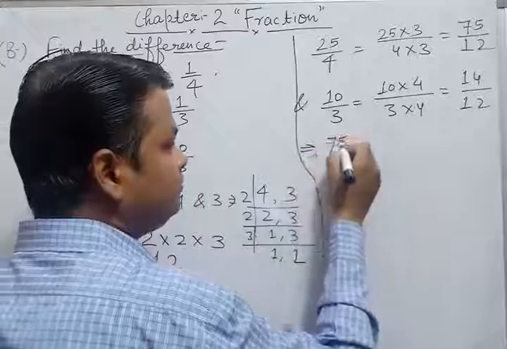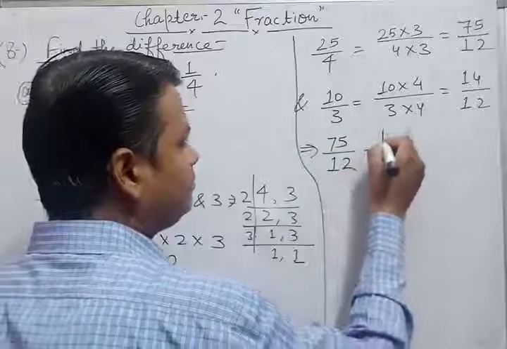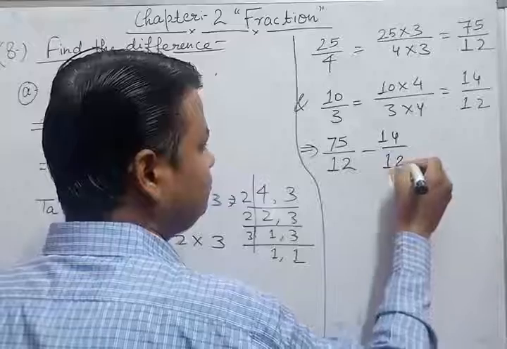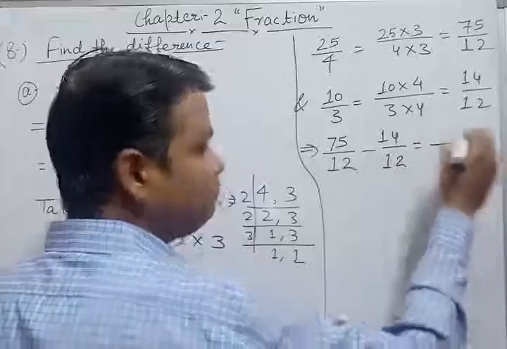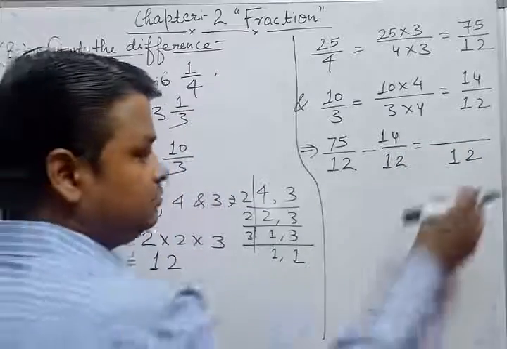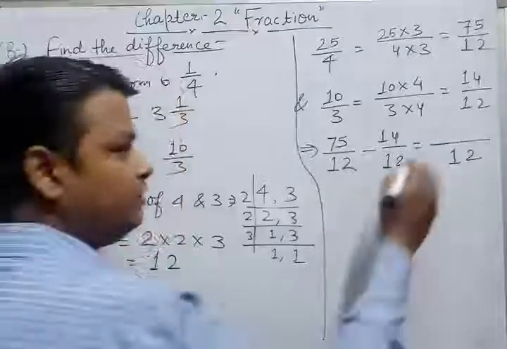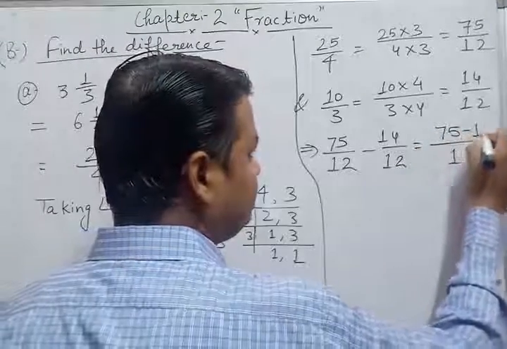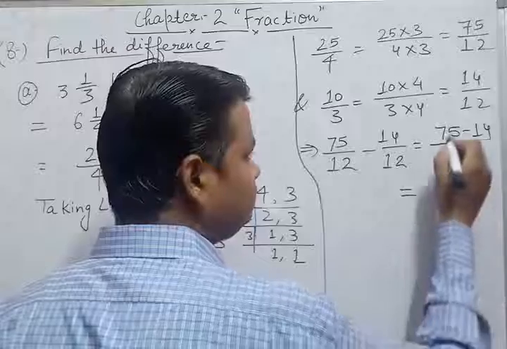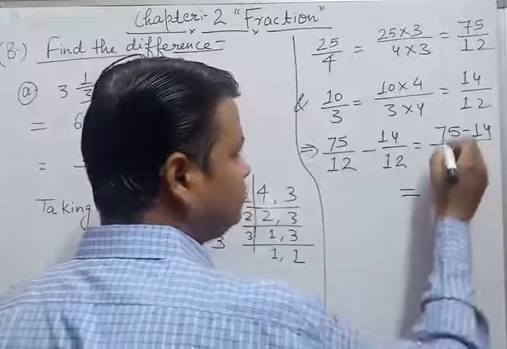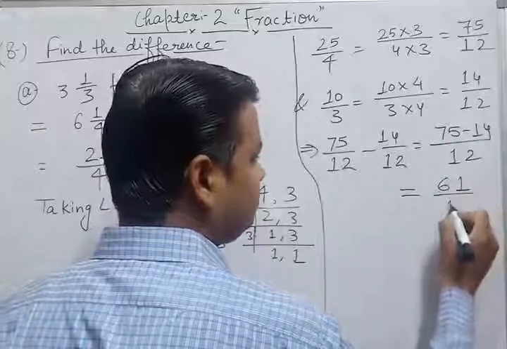Then 75/12 minus 40/12 is equal to, 12 is the only denominator, and you have to write 75 minus 40. Then we will get 5 minus 0 is equal to 5 and 7 minus 4 is equal to 3.